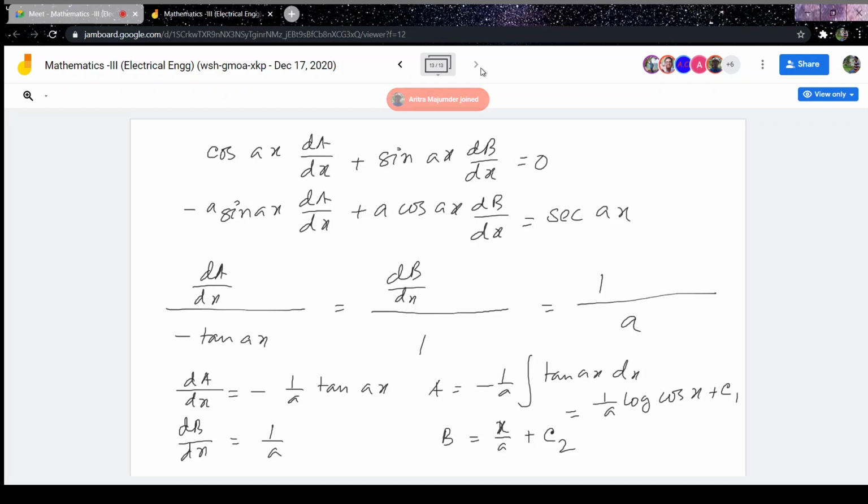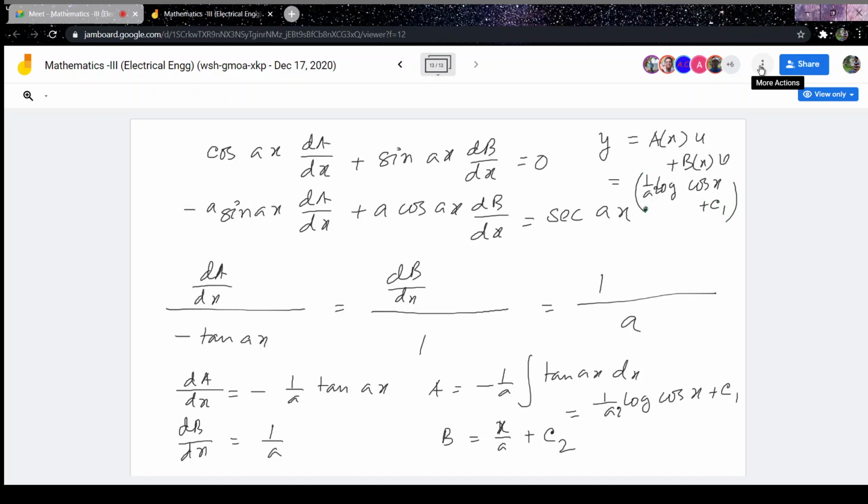So our solution I am writing here only. Your solution y is equal to A(x) u plus B(x) v. So your A(x) is 1 by a. This should be 1 by a square, will it not, ma'am? Oh, there will be another a, right? Integration. Right, this will be 1 by a square. So 1 by a square log cos x plus c1, into your u was cos ax, right?